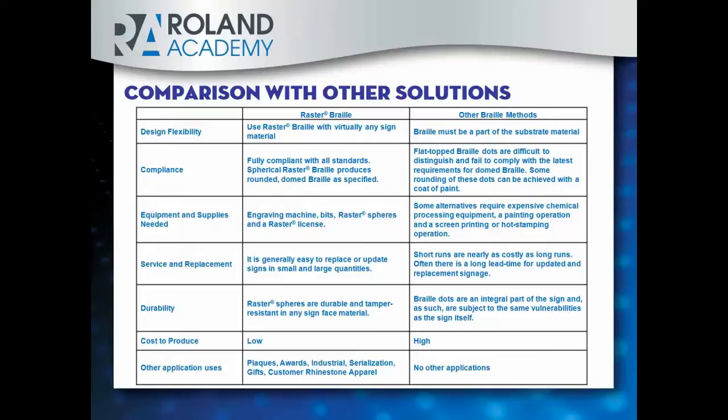And then other application uses. With an engraver, you can use it for plaques, awards, industrial engraving, so control panels, things like that, serialization, gifts, even custom rhinestone apparel. Whereas with photopolymer, that's all it is, photopolymer. There's not much more you can do with that.